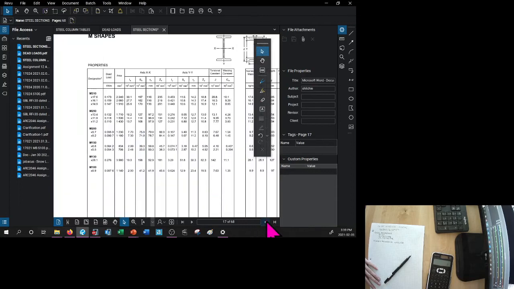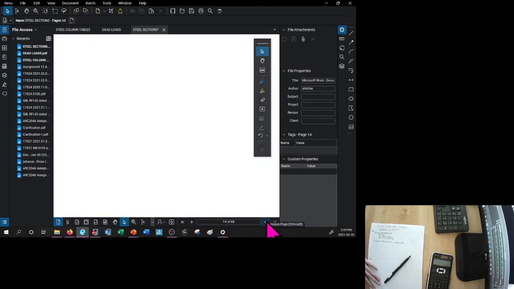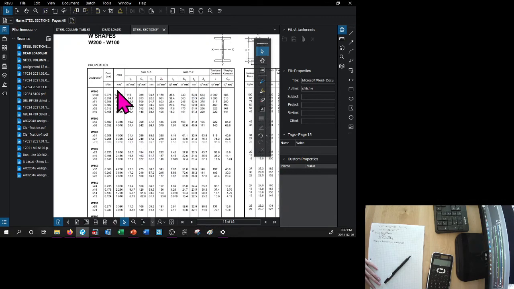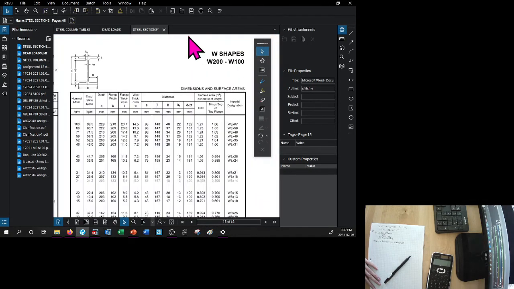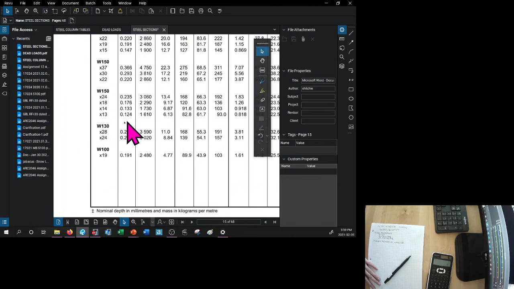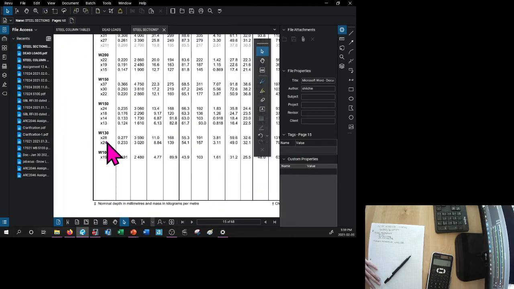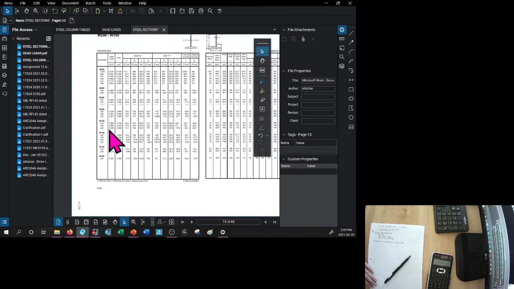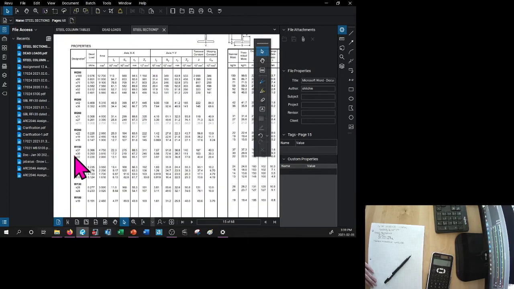These are channels. Oh no, those aren't. Those were pile columns. All right. W shapes. We've got W shapes. We're looking at a 150 by 30. So look at this. We've got a 150 by 30 here, and we've got properties here for everything.